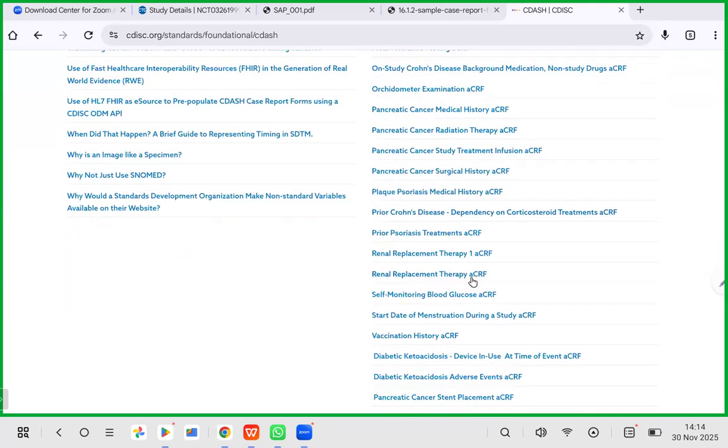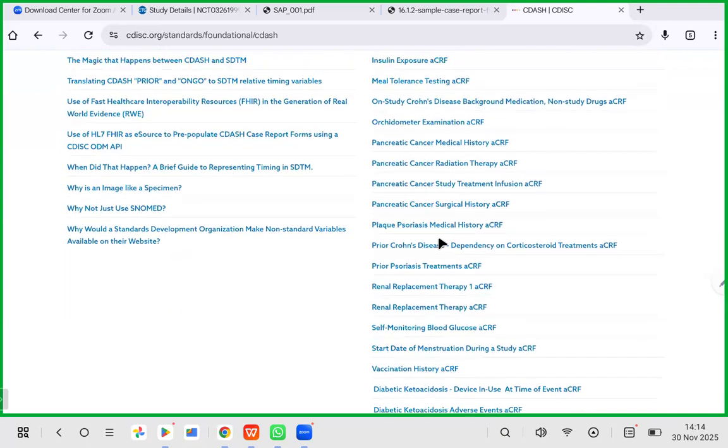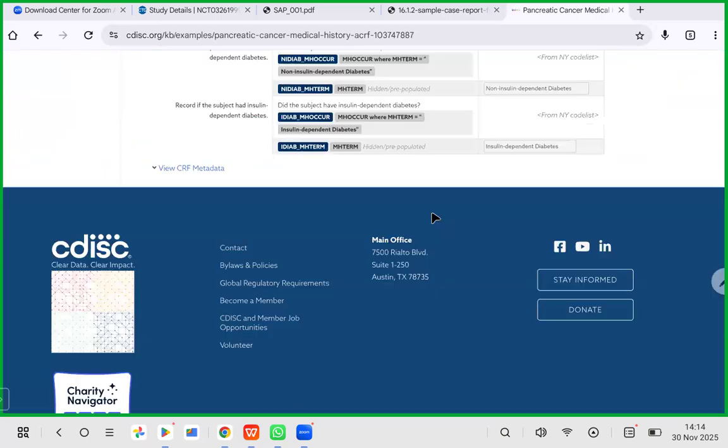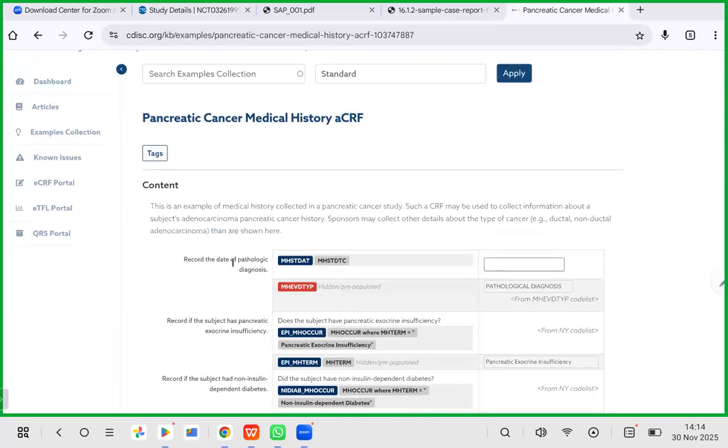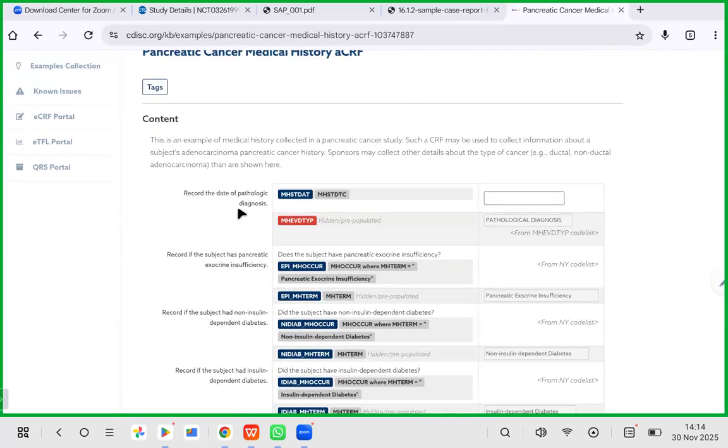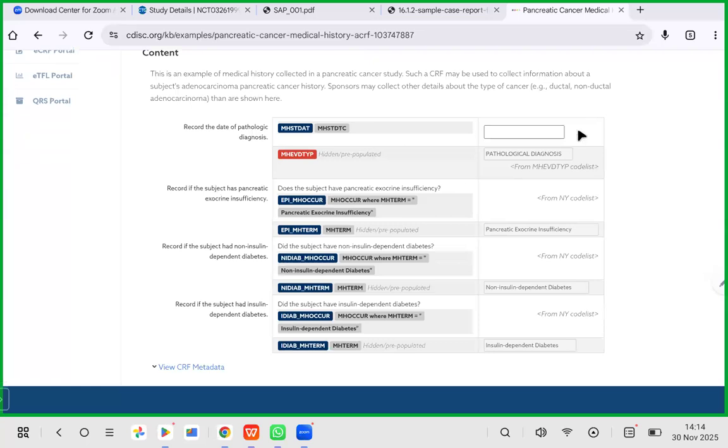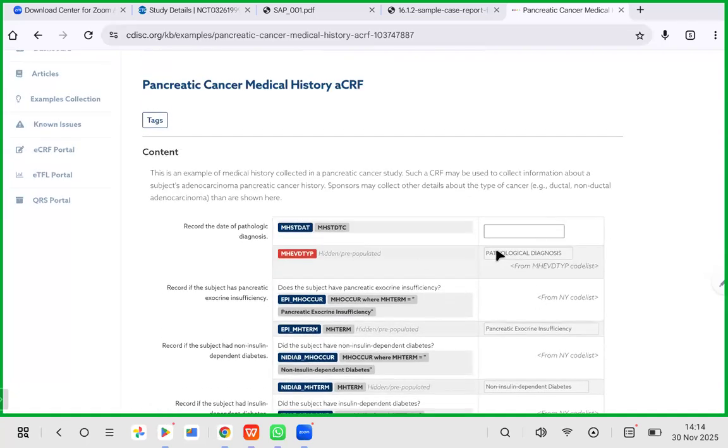So we will see one CRF. This is for pancreatic cancer. If they want to collect the medical history, they will ask this questionnaire: what is the date of pathologic diagnosis? Does the subject have pancreatic exocrine insufficiency? So this is the electronic questionnaire.